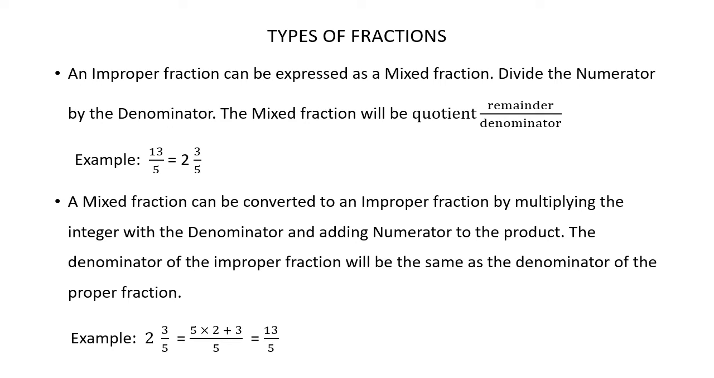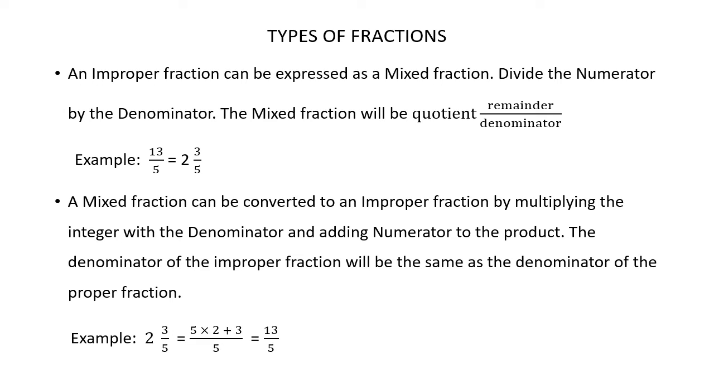Consider the mixed fraction 2 3/5. This can be converted to an improper fraction. To do that, you have to multiply the integer with the denominator and add the numerator to the product. That is 2 multiplied by 5 plus 3. Now, the denominator of this proper fraction will be the denominator of the improper fraction also.